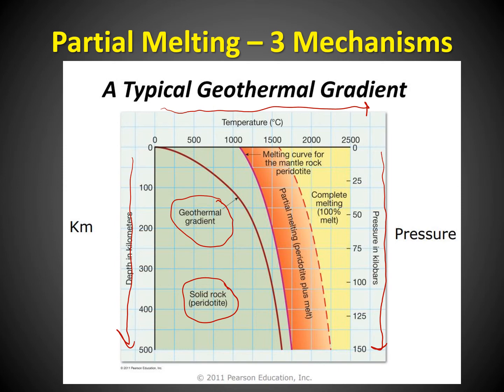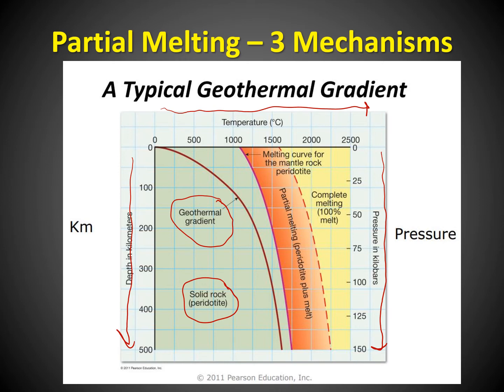Okay, so that green area is solid. It's not melted. There's no melt at all. And you can see that the geothermal gradient never gets out of there, right? So in this case, you would never get anything that melts. And that's actually how most of the Earth is, right? You don't get melt in a lot of parts of the Earth.